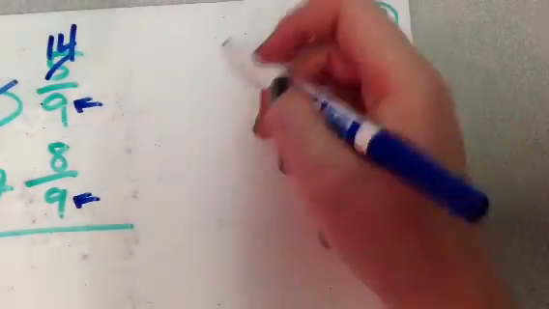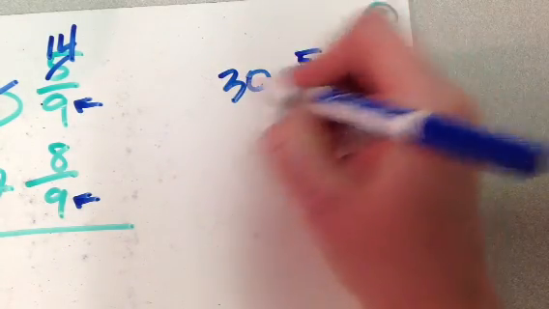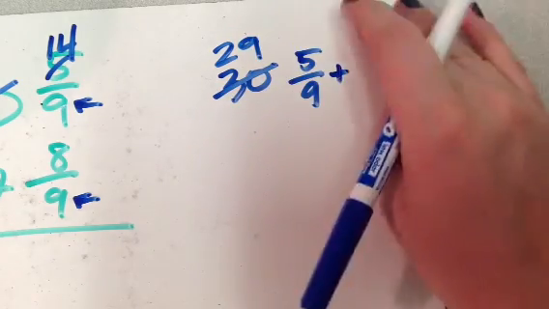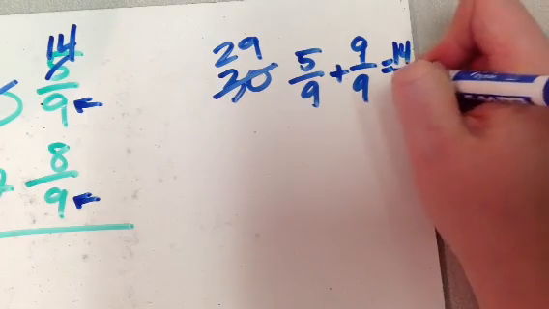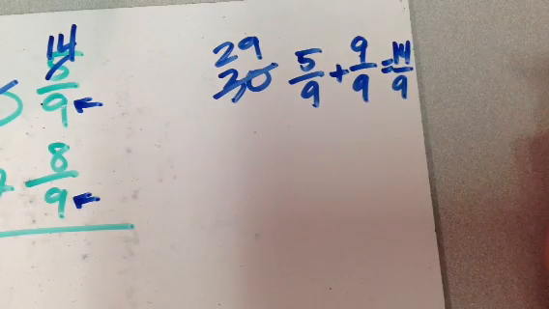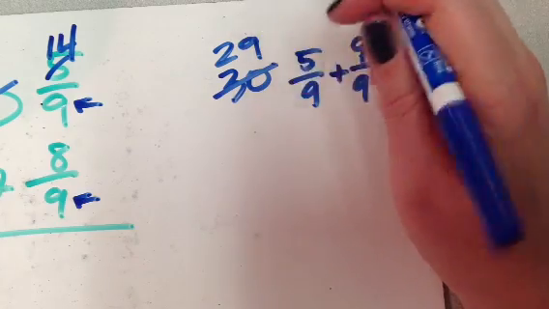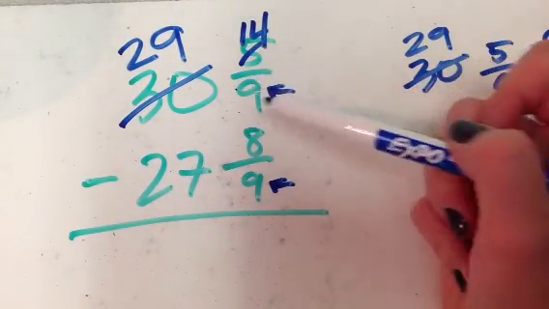So if you're like, what just happened? Really what I did is I borrowed 1 from here, made this 29, and came over here and added 9 over 9, which is 14 over 9, right? But for some people, seeing all of this work is too much, so it might just be easier for you to cross out that 5 and put a 14.